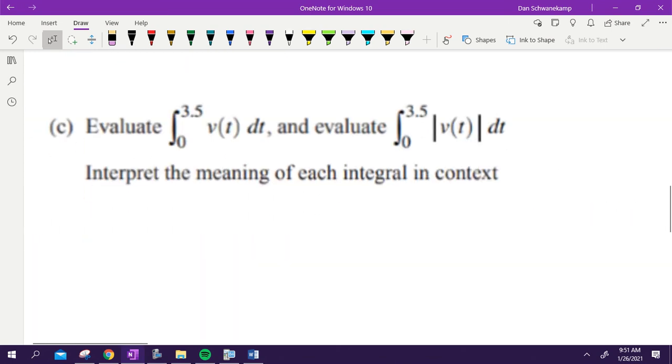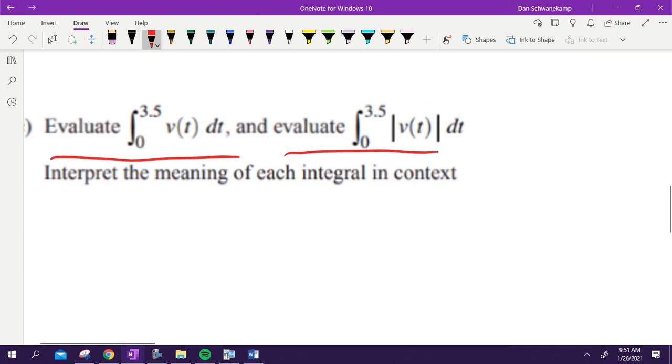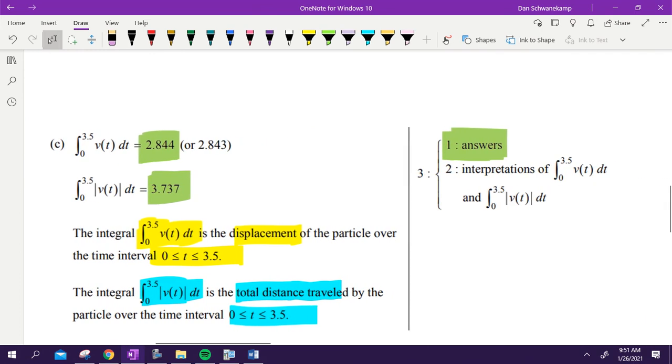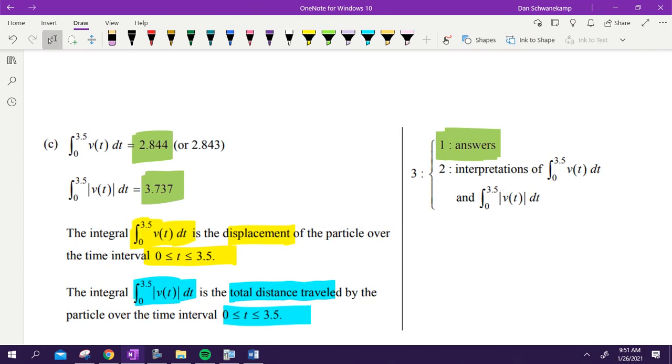Part C. Evaluate this guy. Plug it into your calculator, hit enter. Evaluate this guy. Plug it into your calculator, hit enter. That's all it's asking you to do. And then interpret the meaning of each. As I walked around, this is what we struggled with. The first point was easy. It was typing in your calculator. The stuff in green scores you 1 total point.